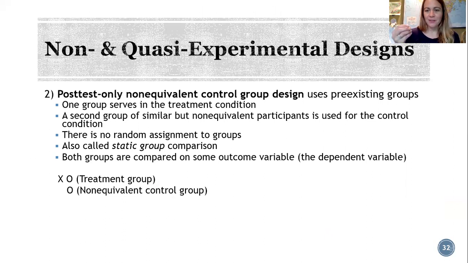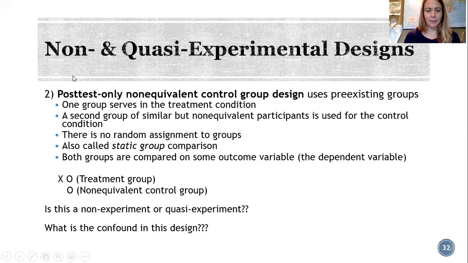The point here is that we've got two groups that exist in the real world. They're either in Hamilton or they're in Niagara. One group is getting an intervention. Another group is not receiving an intervention. We're not deciding who is going to which school. It's also called a static group comparison. And we're comparing both groups on their reading skills at the end of this time period. So that's why it's called a post-test.